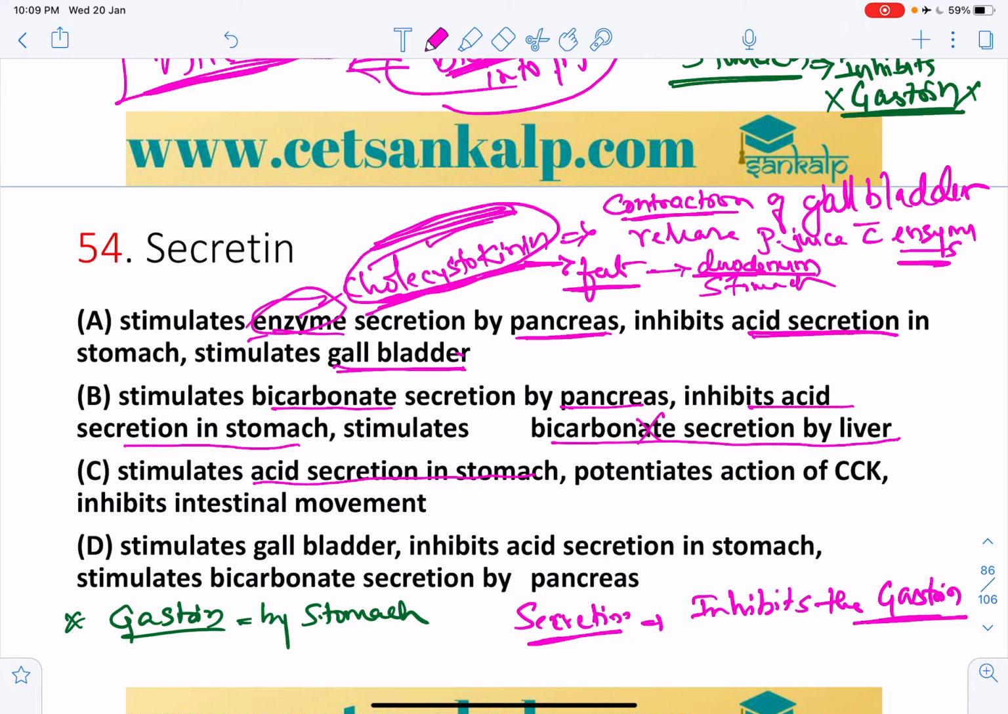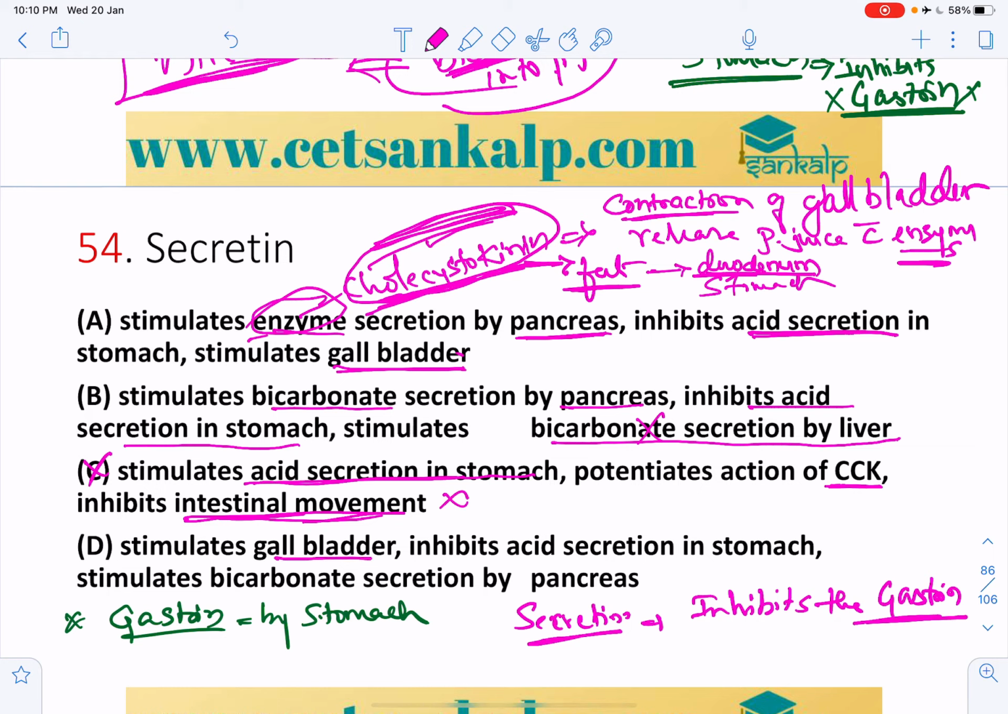So here we can't say it stimulates the acid, inhibits, and potentiates the action of cholecystokinin. No. Inhibits the intestinal movement. No. Next, inhibits the intestinal movement, right? Whenever we say this, it will be accelerated by villikinin, but it is inhibited by the intestinal movement, which will be inhibited by the other hormones related to digestion. So this is also wrong.